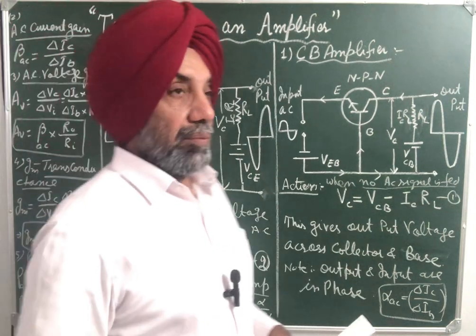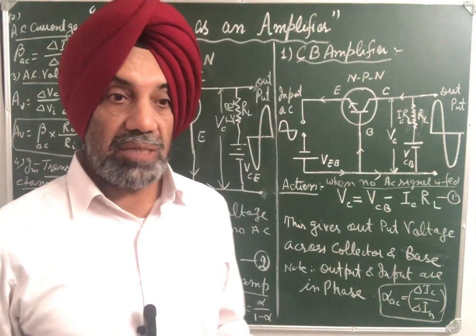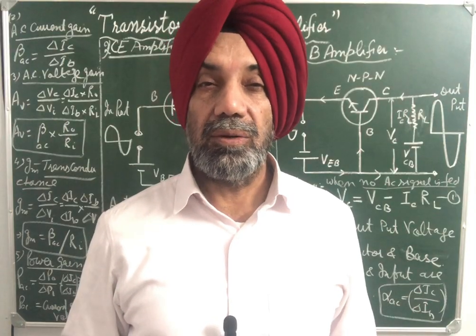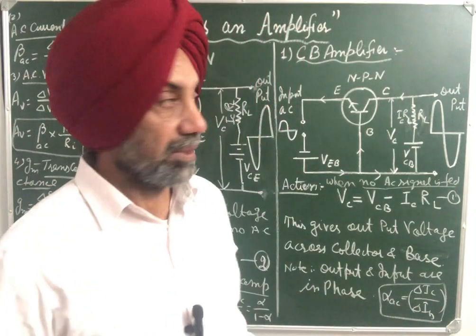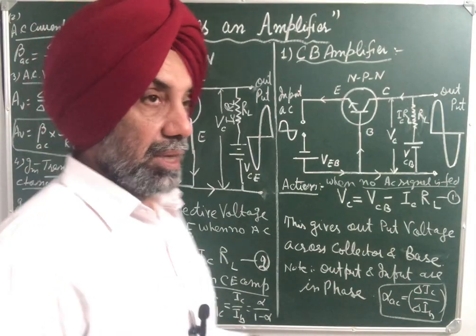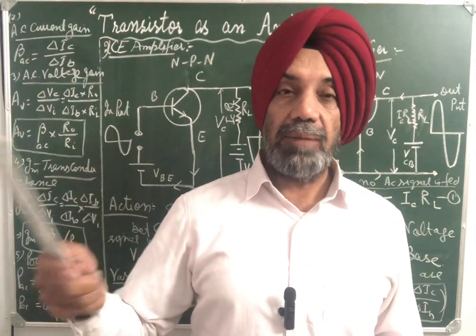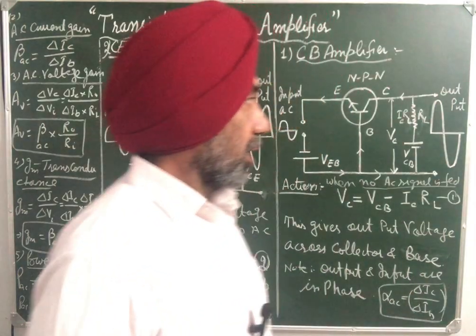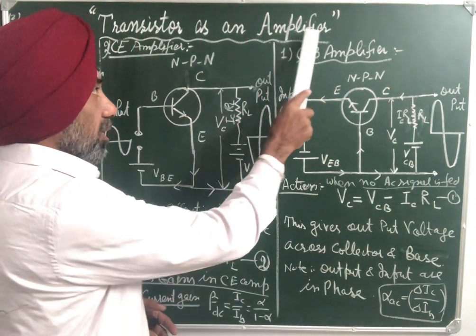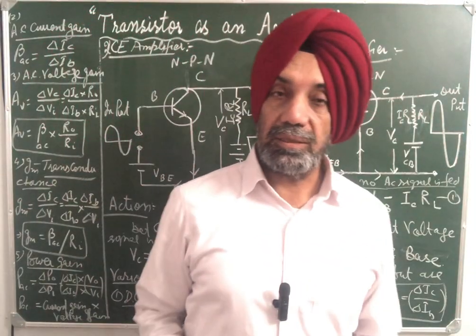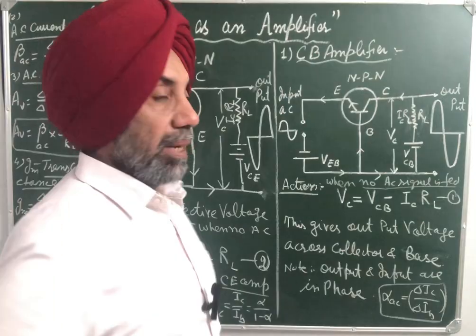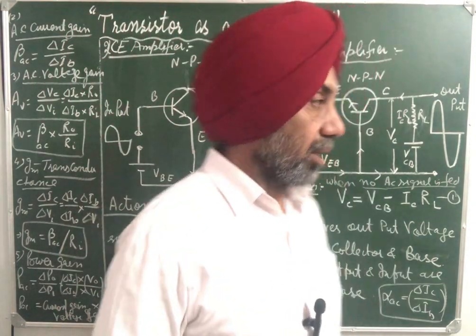So an amplifier is a device which amplifies the output voltage. When we give some input and it gets amplified in the output, then that device is known as an amplifier. First of all, there are two types of transistor amplifiers. First is the common base transistor amplifier.